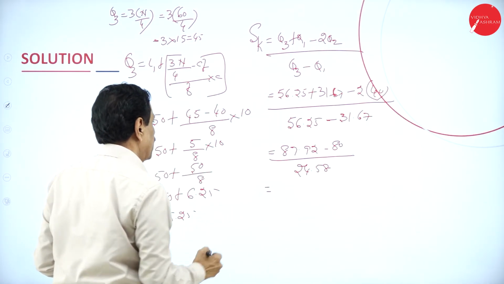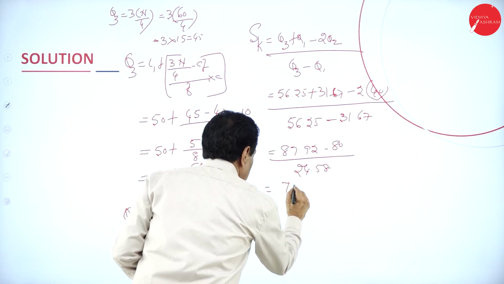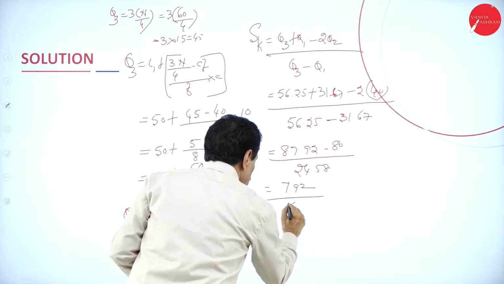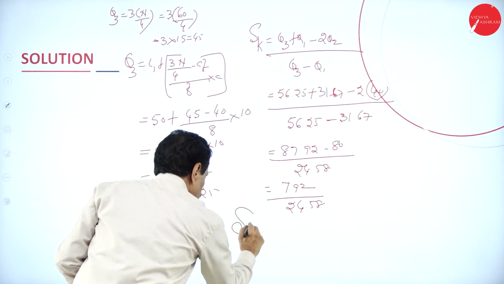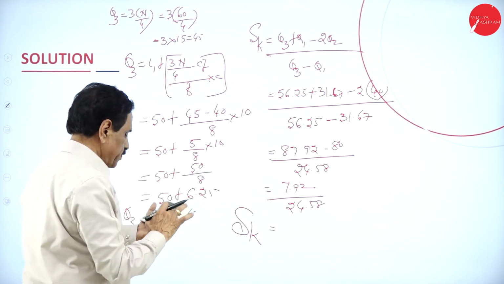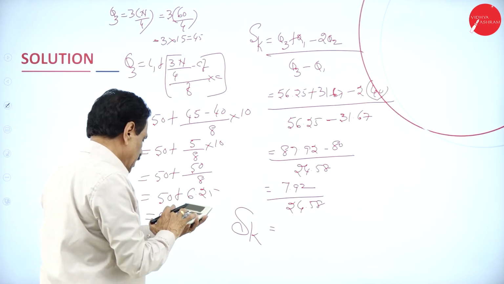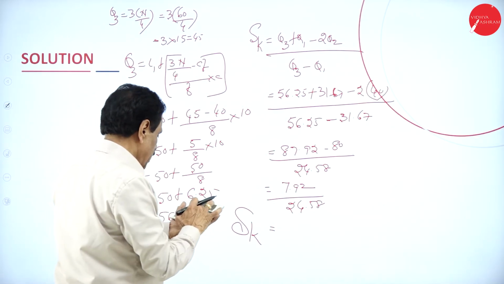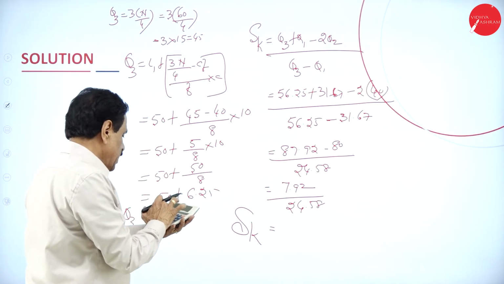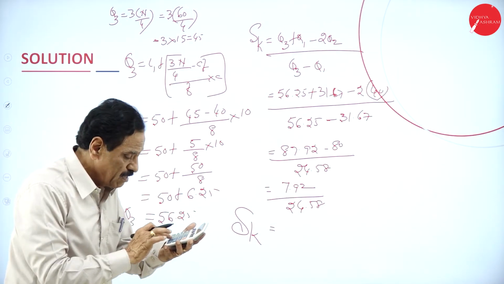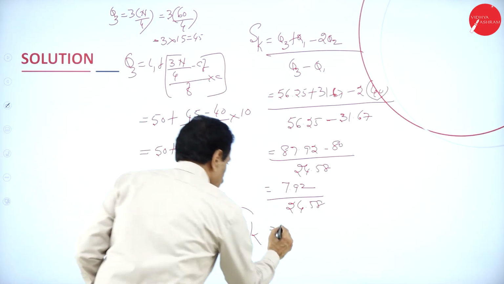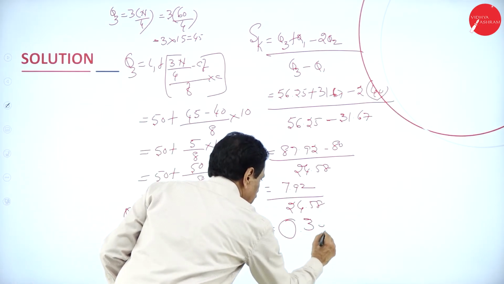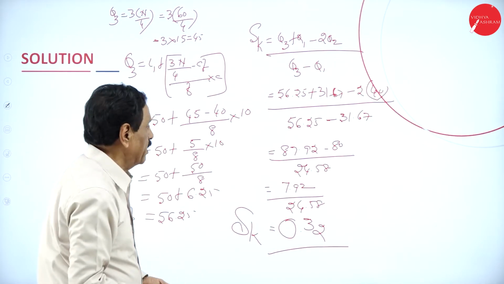Deduct: 7.92 divided by 24.58. Therefore, skewness is equal to 7.92 divided by 24.58, which is 0.32. 0.32, less than 1.